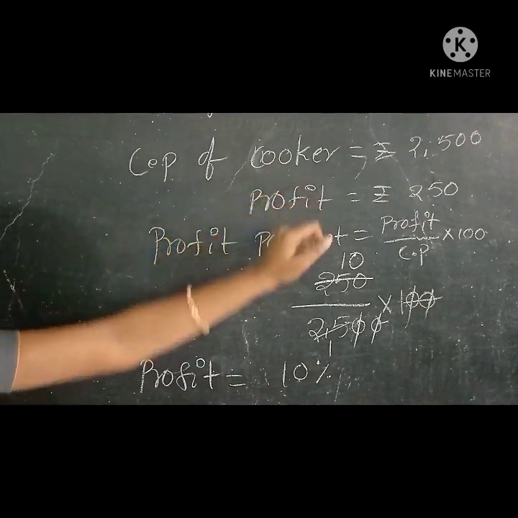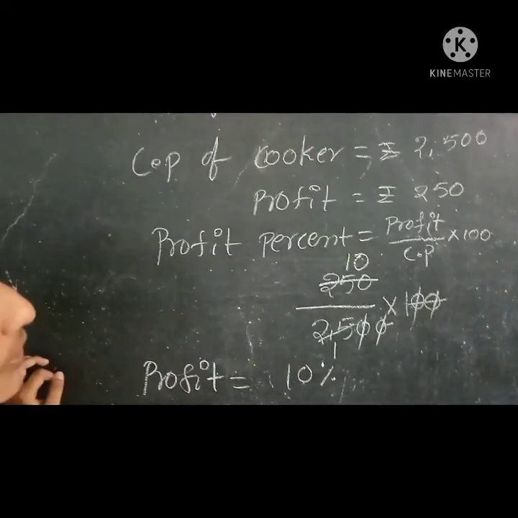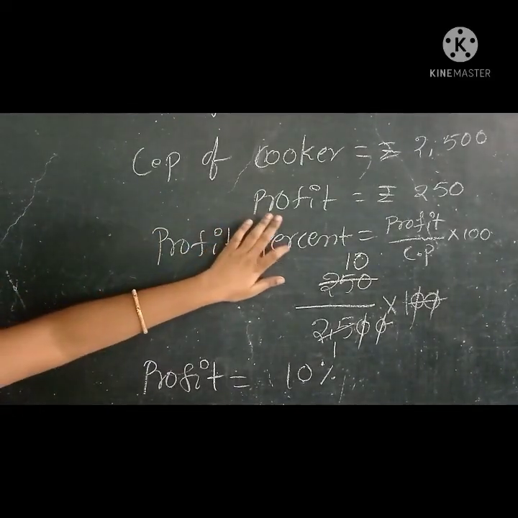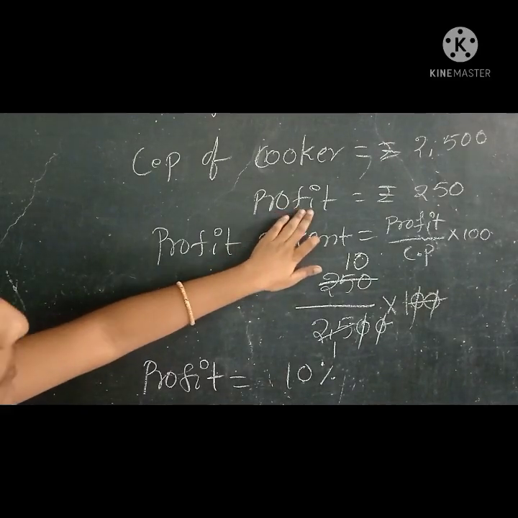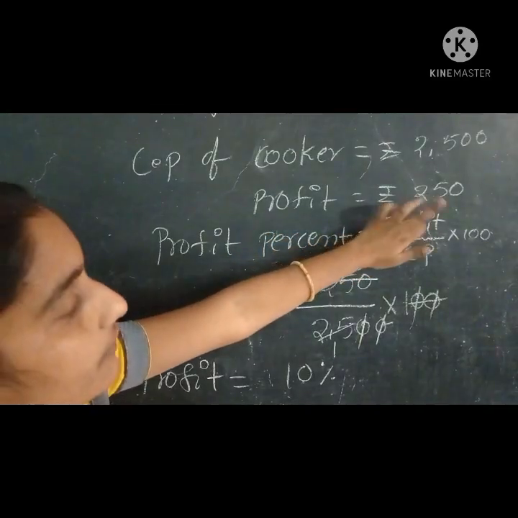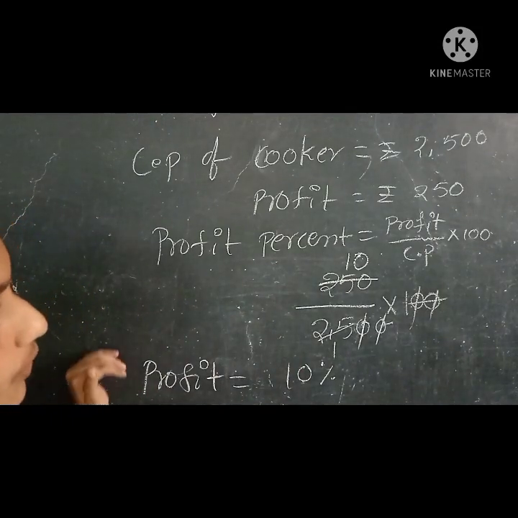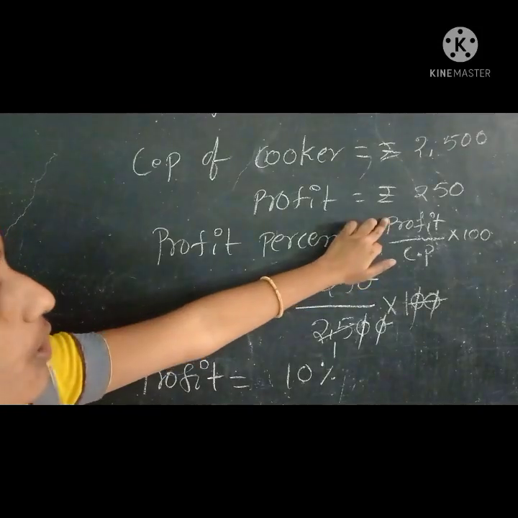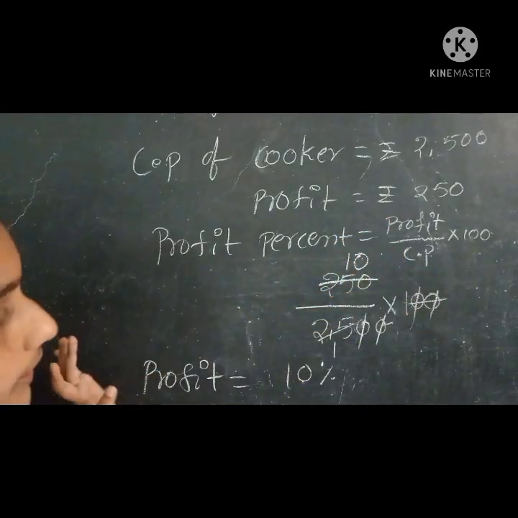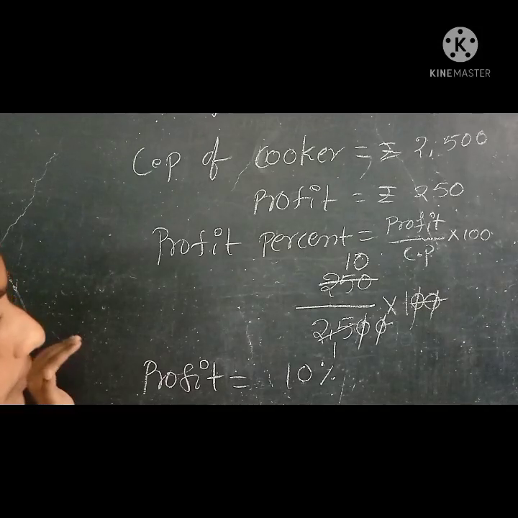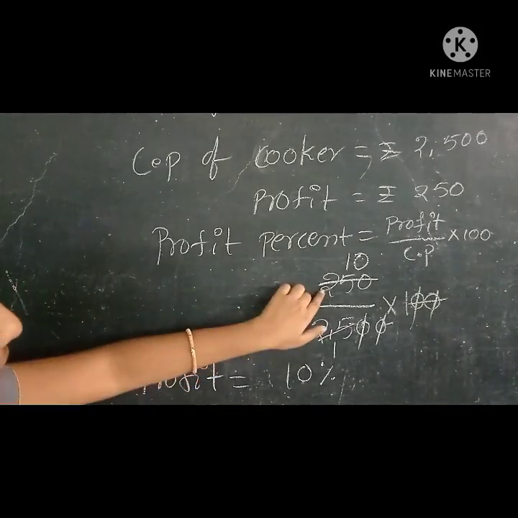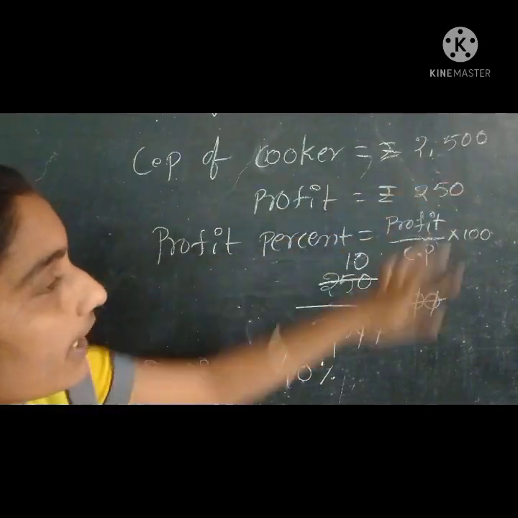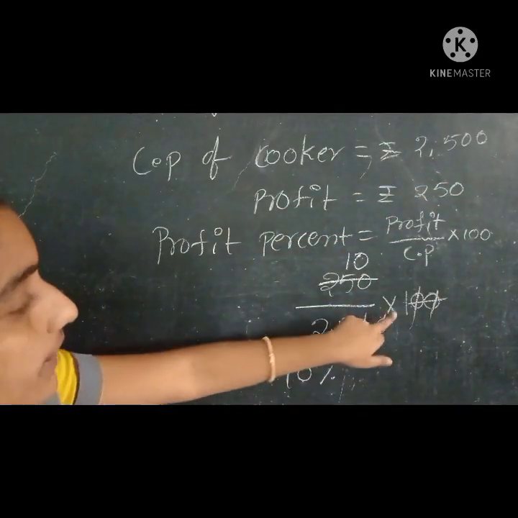Cost price of the pressure cooker is equal to 2500 rupees. So we have to find out the profit percent. So how much rupees of profit? First we have to find out the profit, no? So how much rupees of the profit? 250 rupees they get the profit. So what is the formula for profit percent? Profit percent is equal to profit by cost price into 100. So profit is equal to 250 rupees by cost price is equal to 2500 rupees into 100.